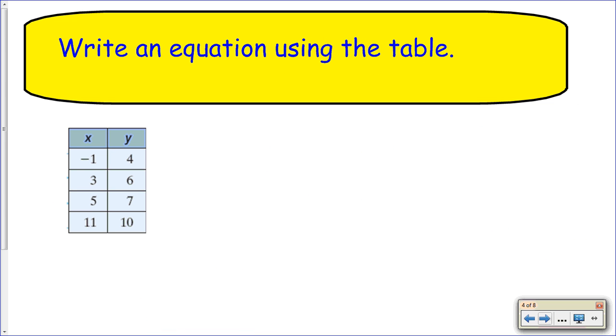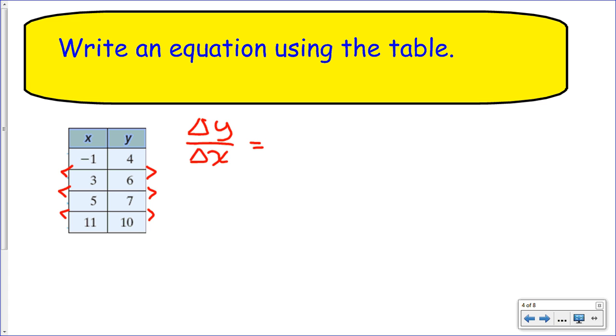Write an equation using the table. Now, a lot of times you're given tables or you find values in a table and you need to come up with an equation for it. We did talk about in another video how to write an equation in slope-intercept form using a table, but you can also use the table to find point slope. All I need to do is find my slope, and finding our slope for a table, we do our change in y over our change in x.